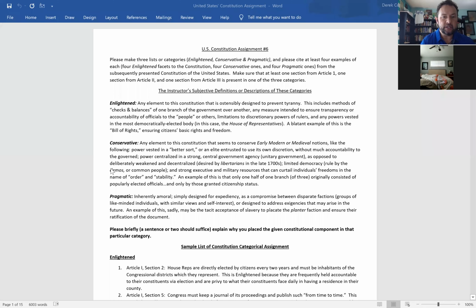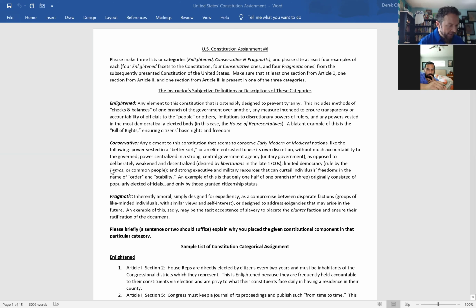All right. So I have all five of your names, but instead, all I ask is, so you see here, please make three lists or categories, and please cite at least four examples of each, okay, from the subsequently presented Constitution. Make sure that at least one section from one article is present in any of the three categories.